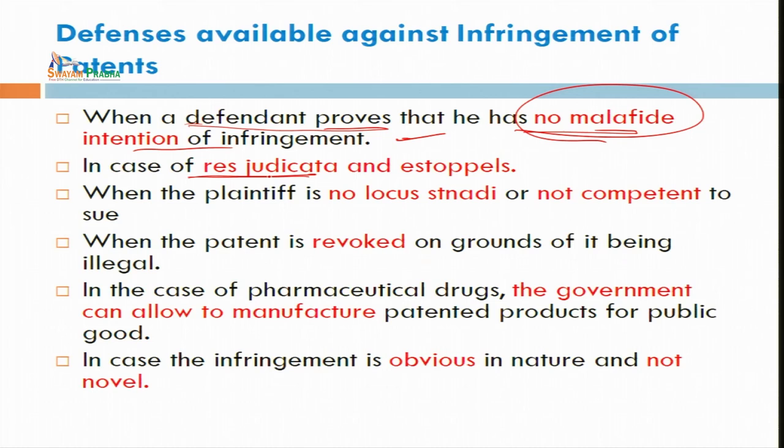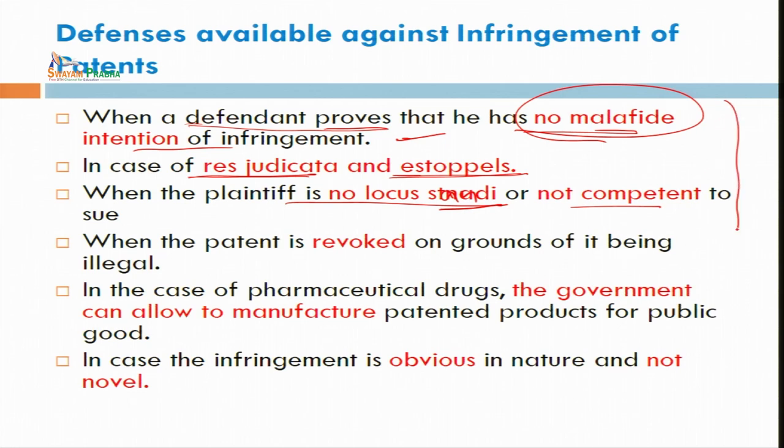that the plaintiff can be debarred by res judicata. If a case is already decided by a particular court, he cannot make the defendant liable again and again. He can also be debarred by the doctrine of estoppel. Estoppel can also bar the plaintiff from making the defendant accountable. When the plaintiff has no locus standi or is not competent to file a case against the defendant, in that case also the case will be dismissed, or the defendant cannot be liable for account of profit, damages or injunction.